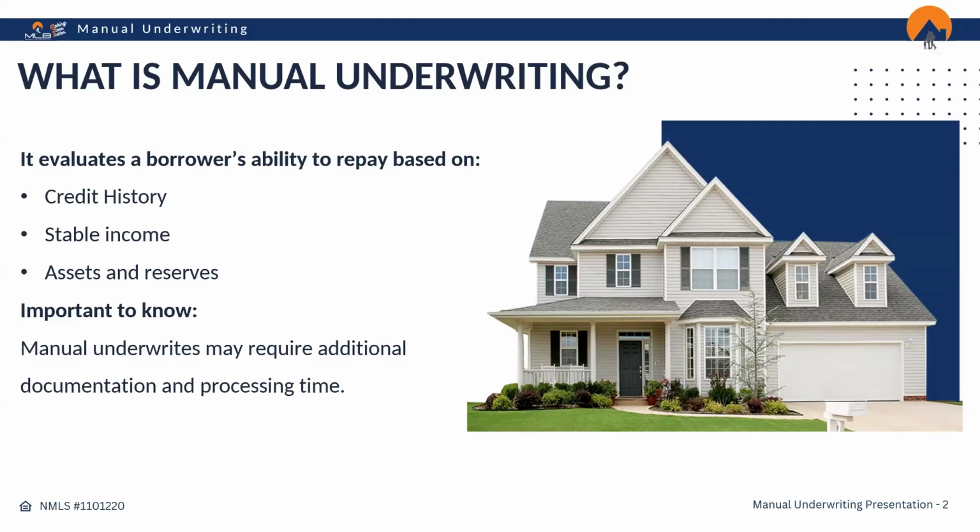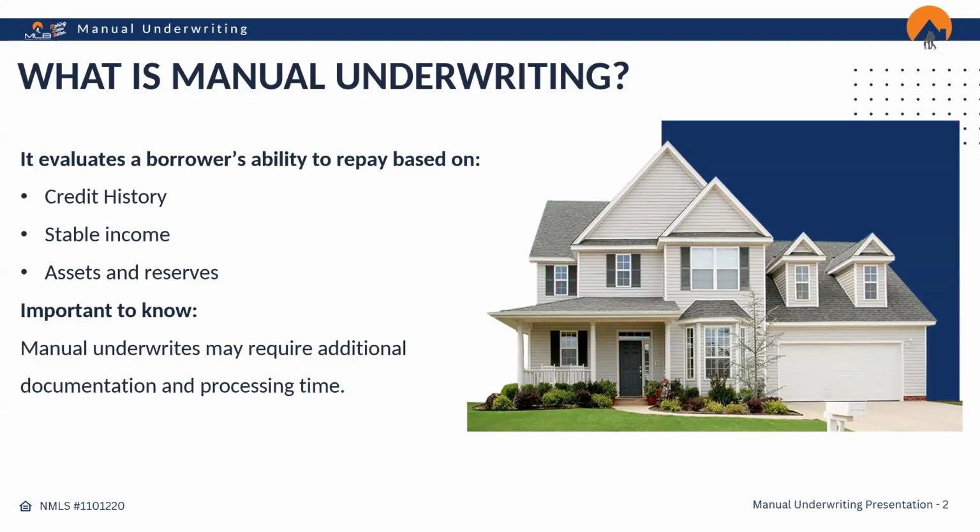So we're looking at the borrower's credit history, income stability and employment, assets and reserves, their overall payment history, and financial behavior. The goal at the end of the day is to determine whether the borrower demonstrates the ability and willingness to repay the loan, even if an automated underwriting system could not issue that approval itself.